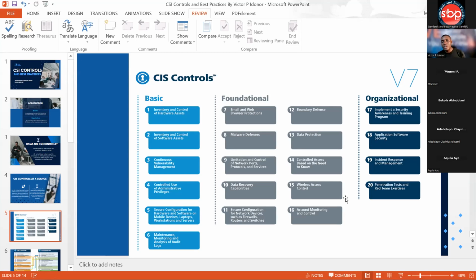Then incident response and management. There's a need to put in place an incident response plan. If you have a plan in place, it's easier to manage the incident whenever one arises.